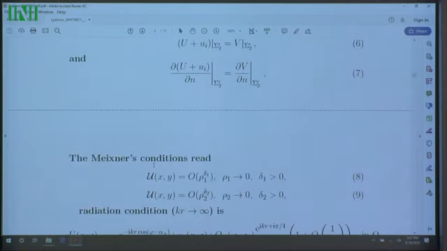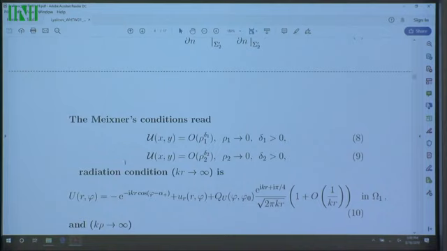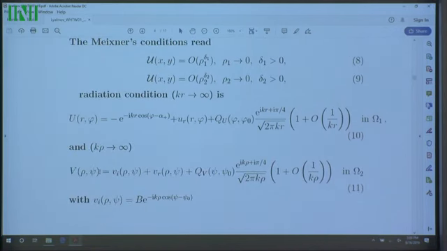Now we also, of course, add some Meixner-type conditions. We fix, or at least we terminate the behavior at the angular points, and some kind of radiation conditions, which here are written in an asymptotic form. We expect that at infinity we shall have the reflected wave from this side, and also some circular or cylindrical wave at infinity, which is described by this expression.